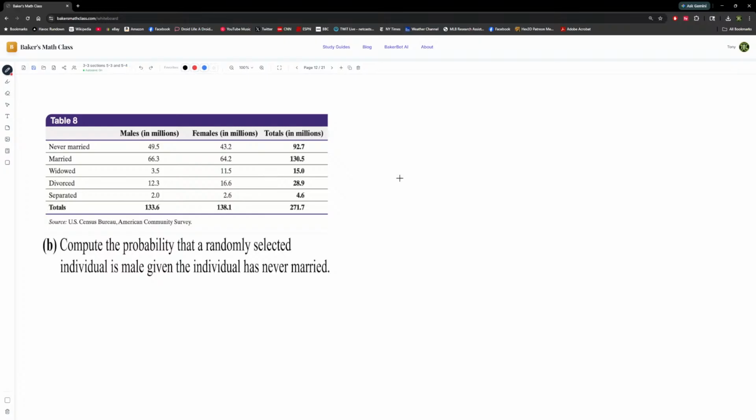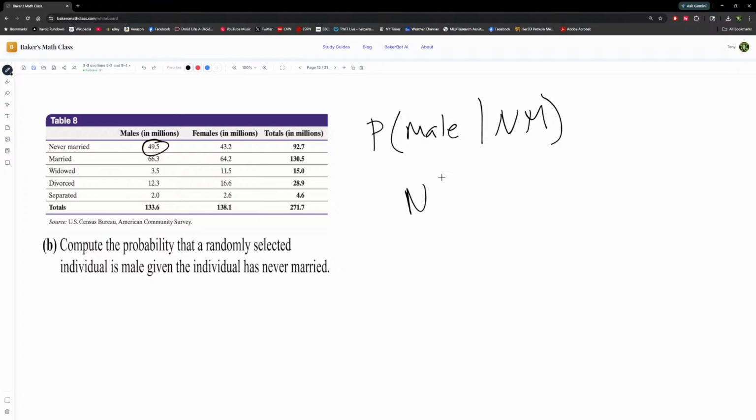Compute the probability that a randomly selected individual is male, given that they've never been married. You notice this one sounds very similar to the one we just did. However, this one actually is different. This is the probability that they're male given that they're never married. So the 49.5 is still going to be my top number because it's the male and never married. So that is still the 49.5.